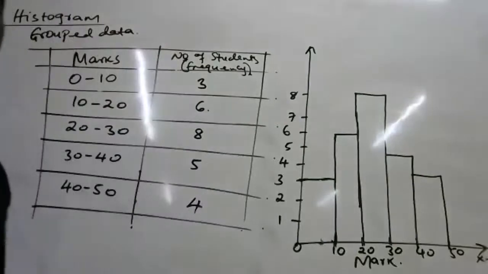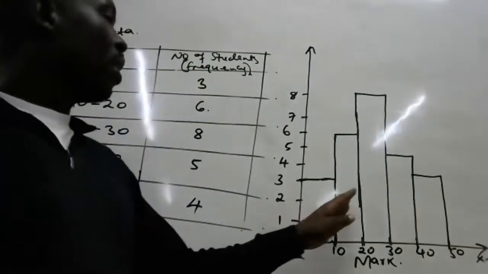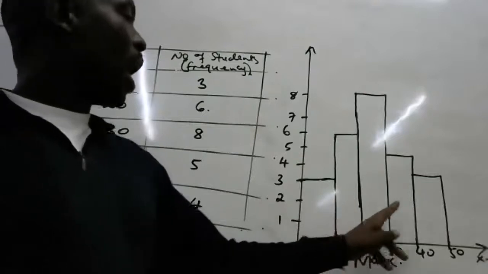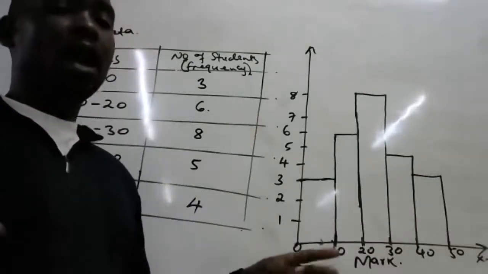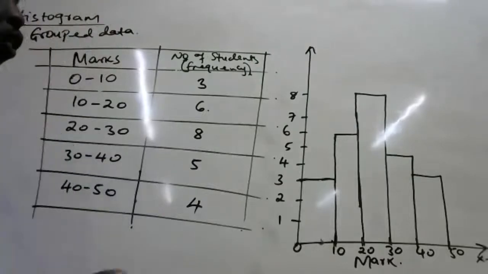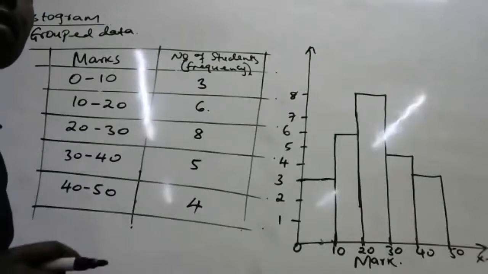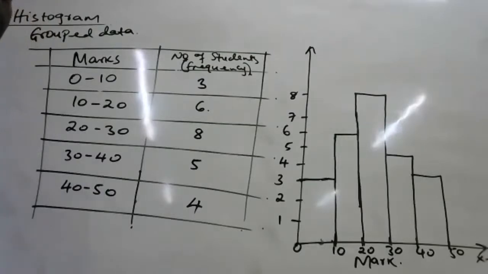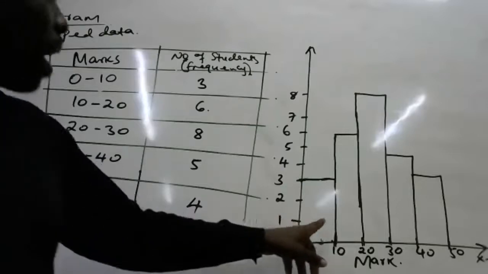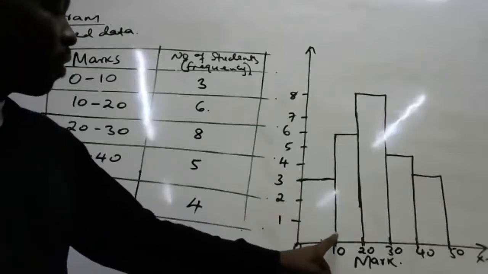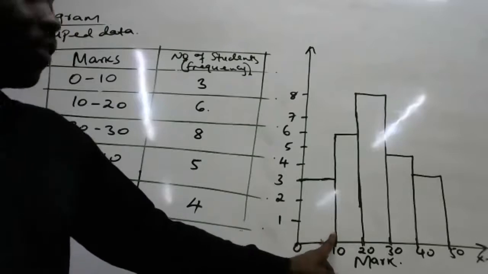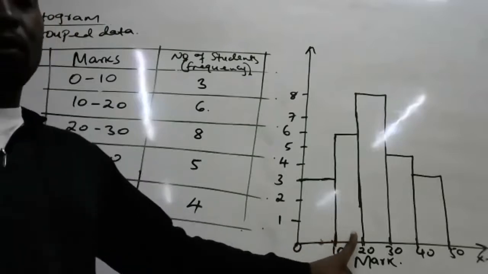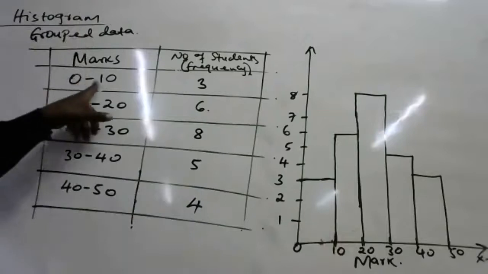That is your histogram. You can see in a histogram, there is no gap between one bar and the other. All of them are joined together, they are compact, they are adjacent to each other. And why are they so? The reason why they are joined together is because where the first bar ends is exactly where the second bar starts from. And that is actually as a result of this.